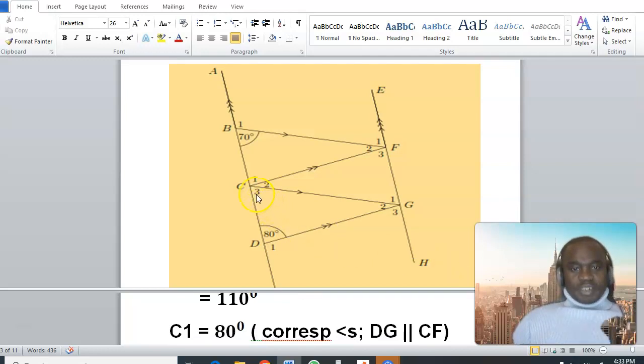Then we can calculate C1. You see that this line CF is parallel to line DG, because this is having two arrows, this is also having two arrows, so they are parallel. So it means 80 degrees is equal to C1. So C1 is equal to 80 degrees, and it's a corresponding angle. DG is parallel to CF.